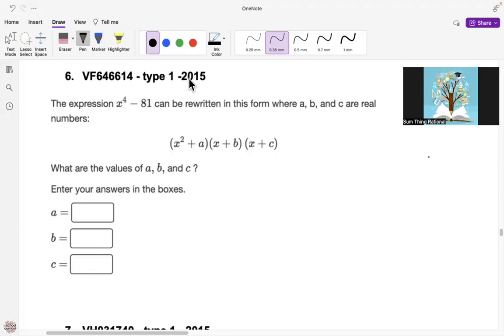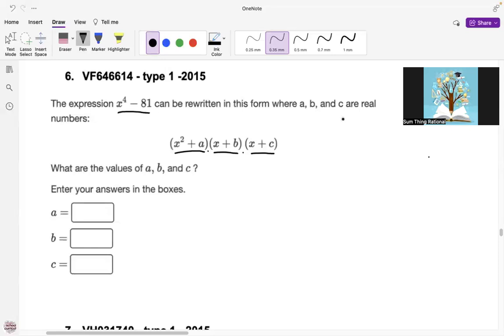So let's get started. How is it possible that x to the power 4 minus 81 can be written as a multiplication of three different terms? It's a kind of factoring, but it's a special factoring. Definitely, by multiplying these terms and distributing them, we cannot get x to the power 4 minus 81.